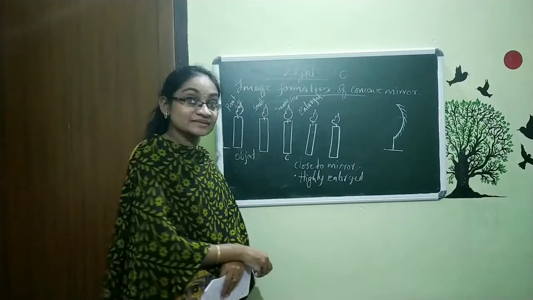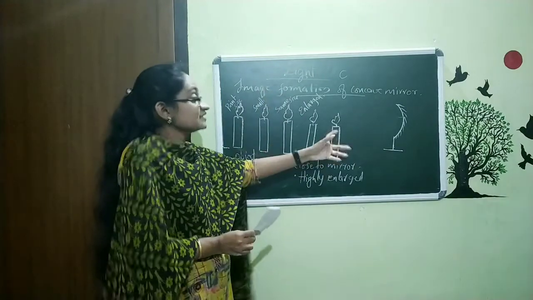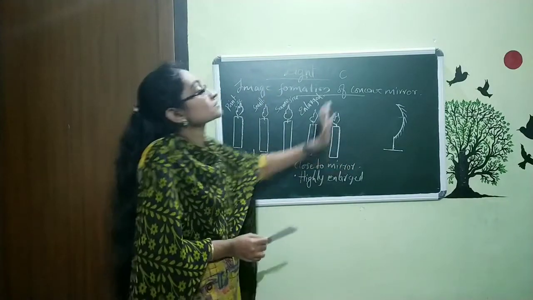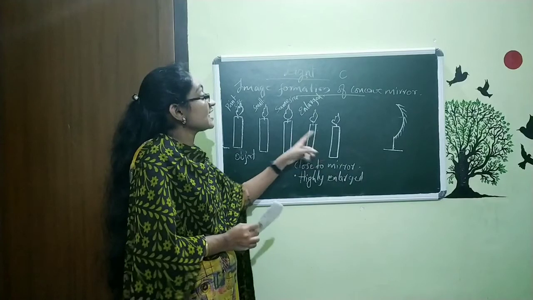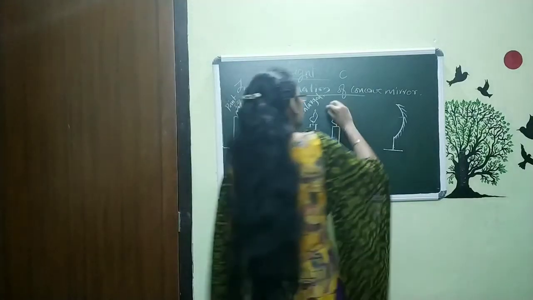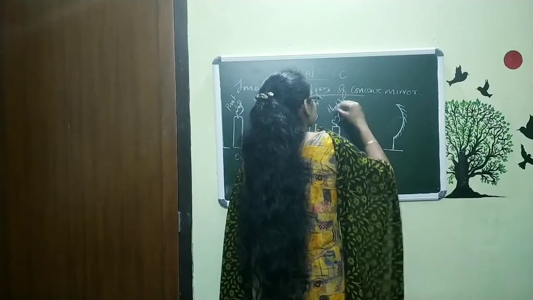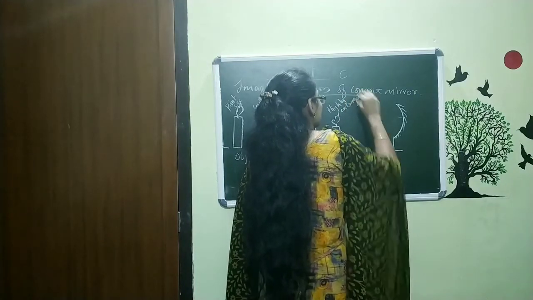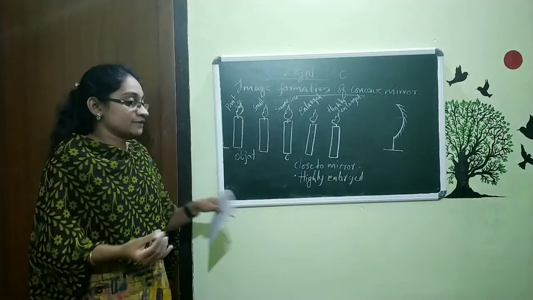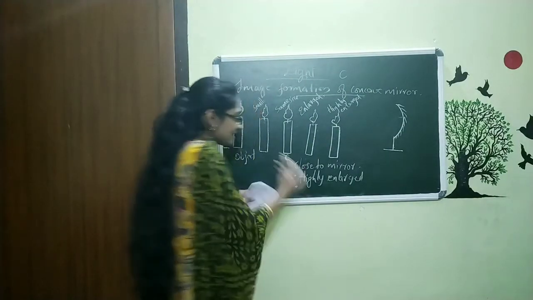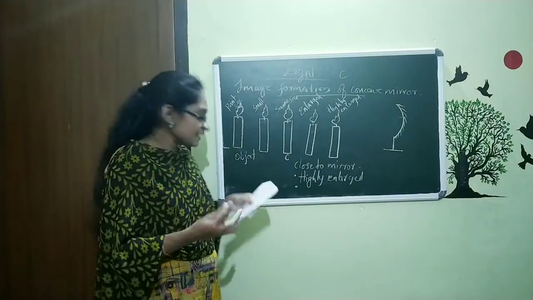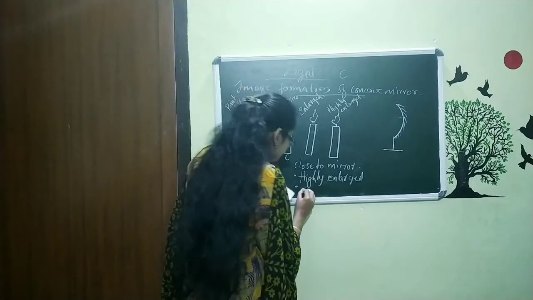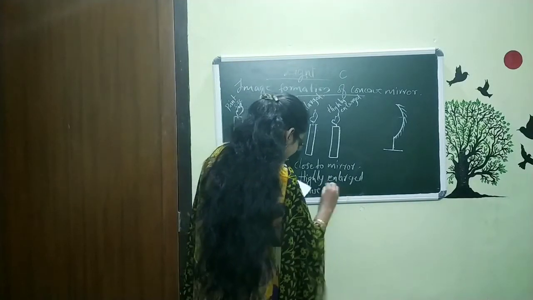What is this highly enlarged? Highly enlarged means the image formed from the object that is placed close to our mirror is highly enlarged. It is more enlarged than this. So we can write here highly enlarged. Very big. And what about the nature of the image? Is it real or virtual? Is it inverted or erect? What about that? This is also inverted and real.